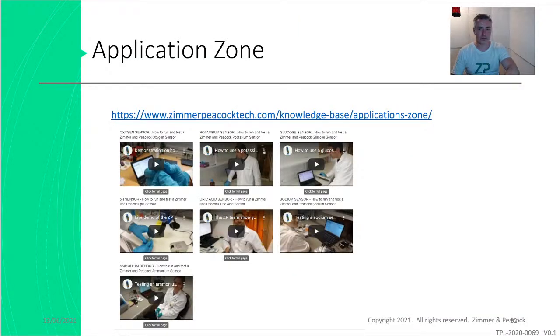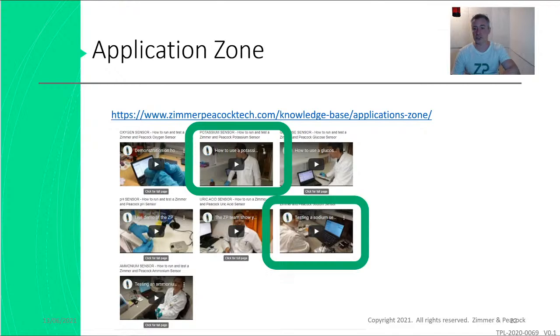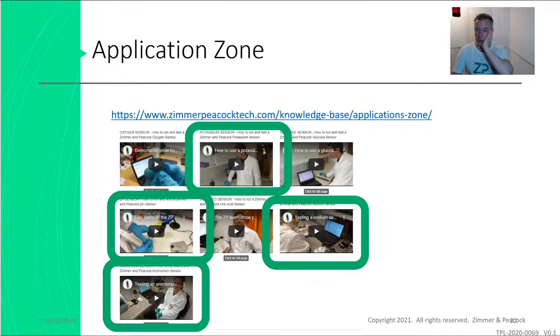We do have quite a lot of videos on our website, and there's one video on measuring a potassium sensor. A potassium sensor is an ion selective electrode, very similar to the nitrate sensor, except it's functionalized for potassium. So take a look at that video. Take a look at this video. This is the sodium sensor. Same thing, but functionalized for sodium. This is the pH sensor. Same thing, but functionalized for protons. This is the same thing. It's an ammonium sensor, but functionalized for ammonia.